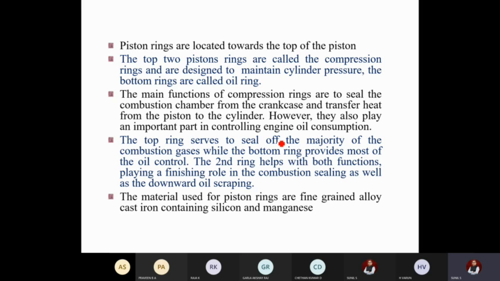Importantly, you have to explain the function of the three rings. The first ring has the function of totally holding the combustion gases. The second ring has the dual function of holding the combustion gases and also avoiding the leakage of engine oil into the cylinder. The third ring has the sole function of holding the engine oil from entering into the cylinder. The material usually used is fine grained alloy cast iron, which consists of silicon and manganese. You can just note down these points.